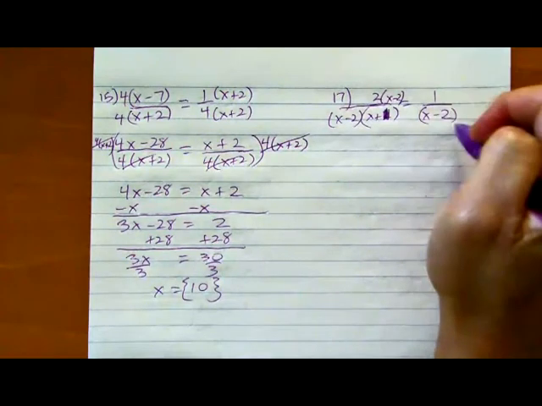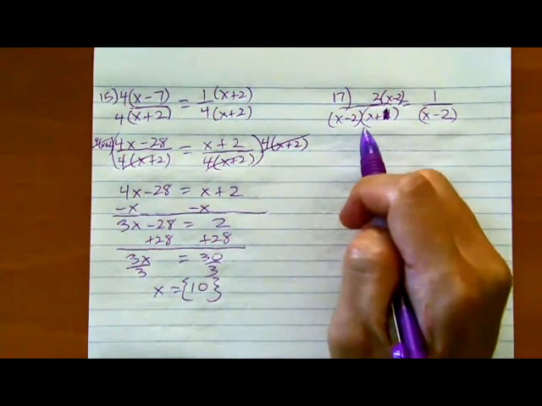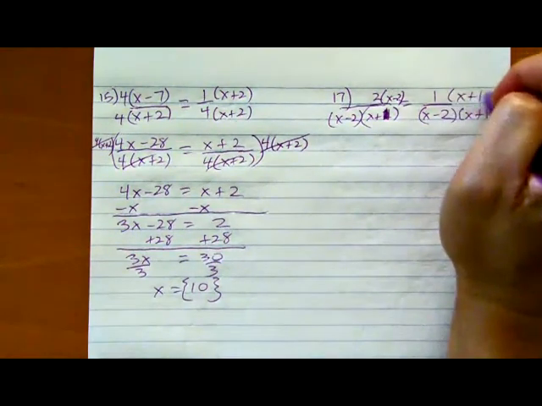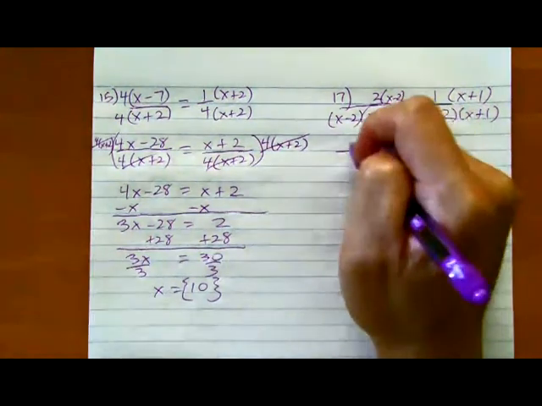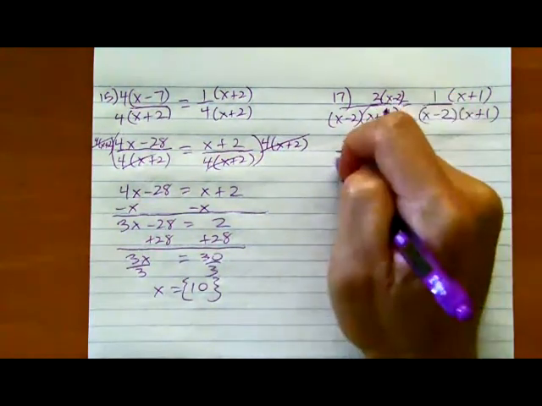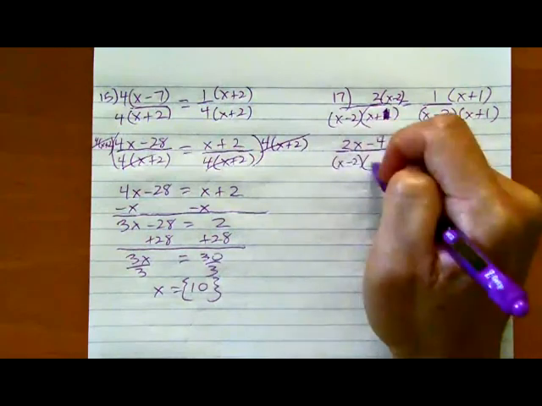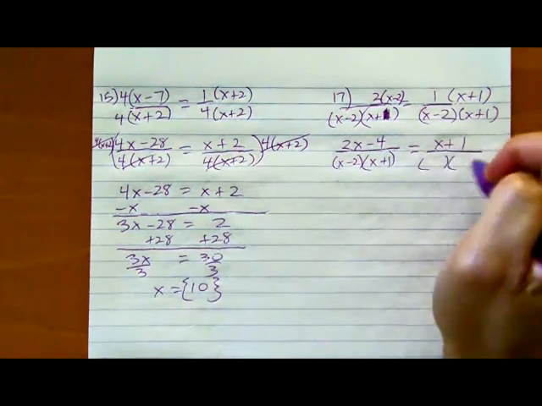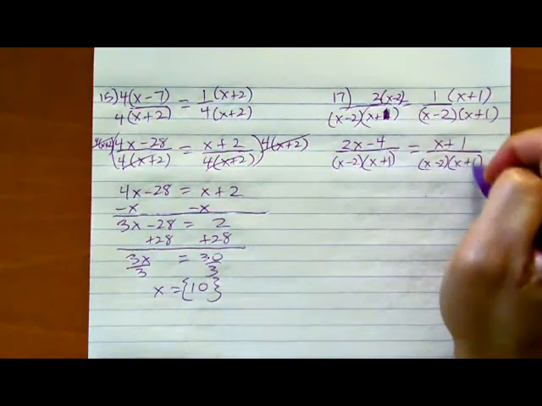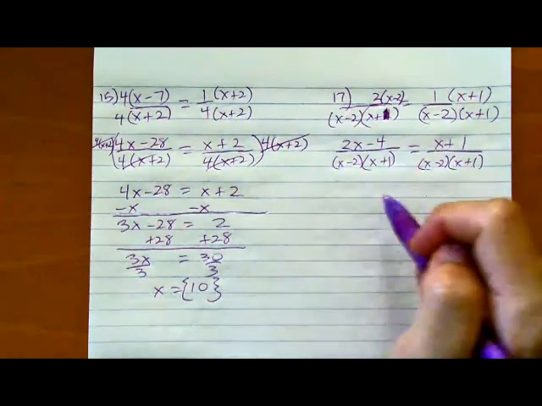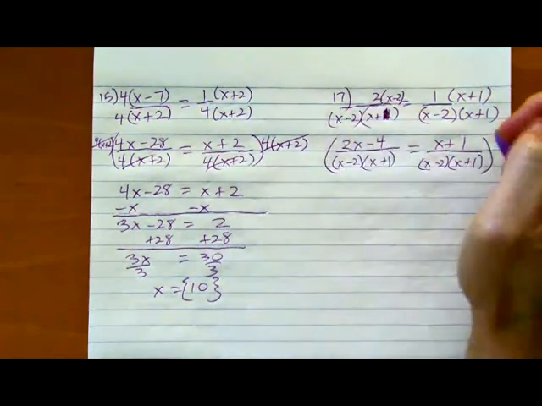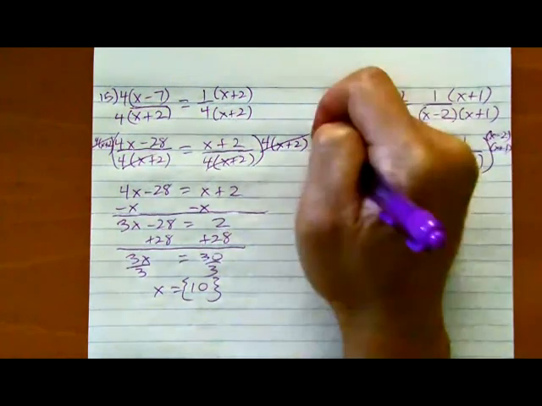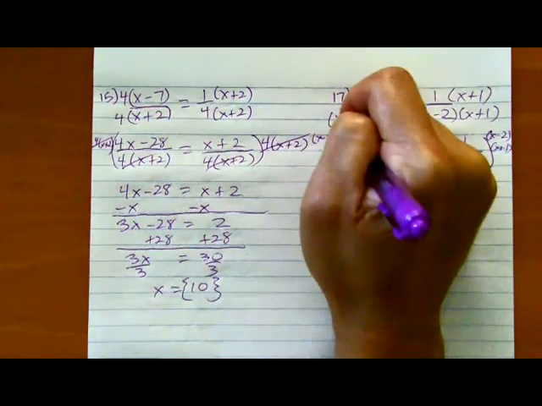This denominator is missing a factor that this fraction has, x plus 1. So 2x minus 4 over the two parentheses, x minus 2 and x plus 1, equals x plus 1 over the two parentheses. Now the denominators match. We can multiply both sides by x minus 2 and x plus 1. That'll cancel the denominator.